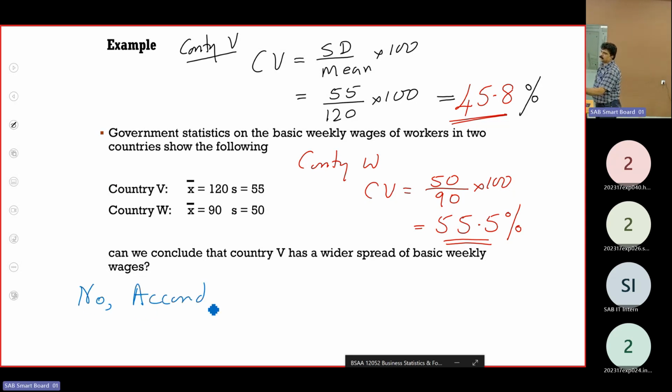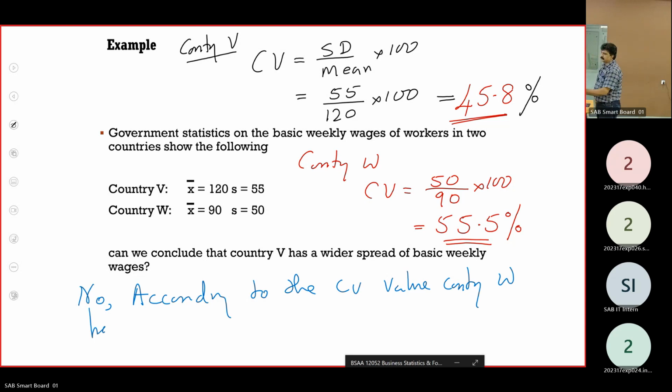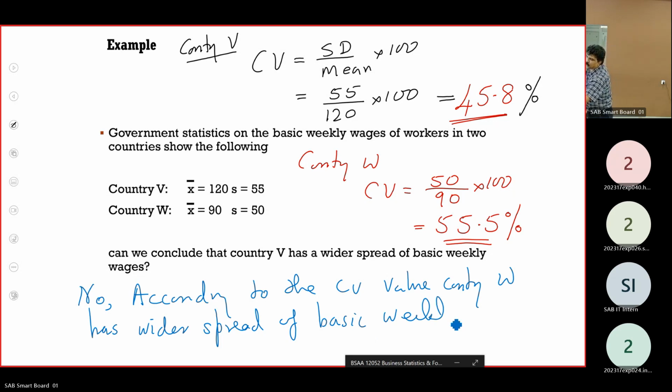No, according to the CV value, country W has a wider spread of basic, weekly. According to the CV value, country W has a wider spread of basic, weekly. So how we got that from that statement? CV value high means the spread is more.